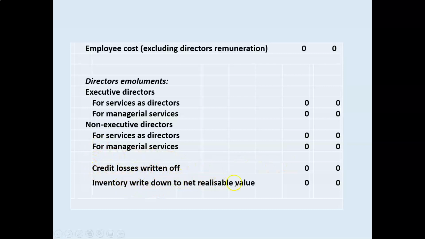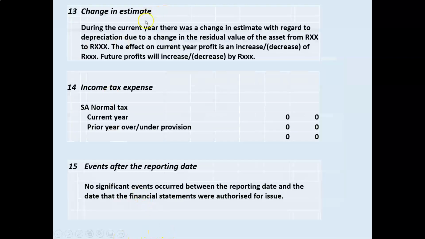Good. Inventory write-down to net realizable value. Here you can see what I've said a bit earlier. If we did a net realizable value adjustment on inventory, the amounts will be shown as a separate line item under this profit before tax note. Okay. Change in estimate. You know what the change in estimate note looks like. So you have to be able to disclose that.